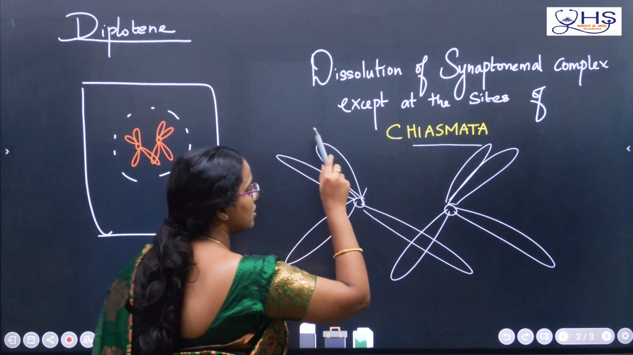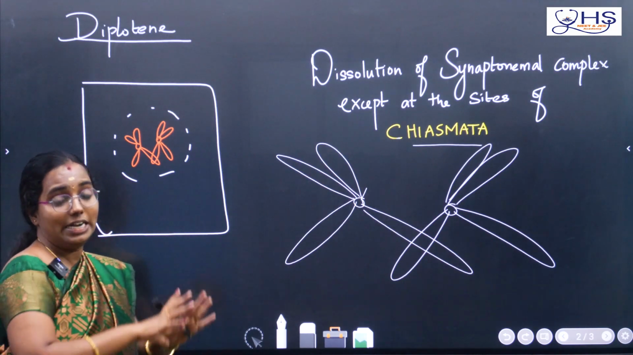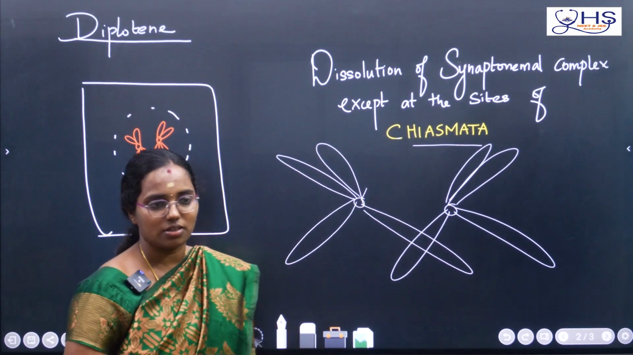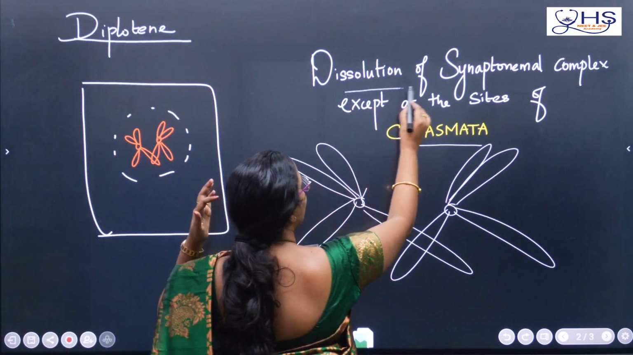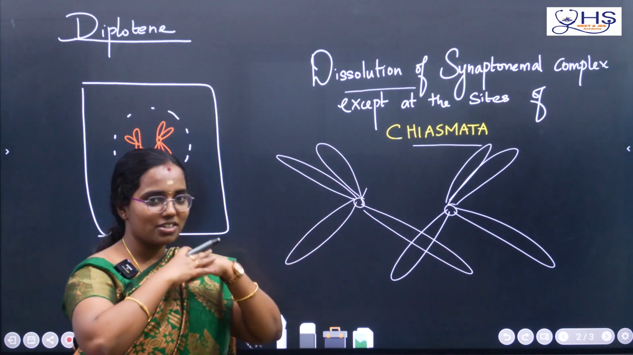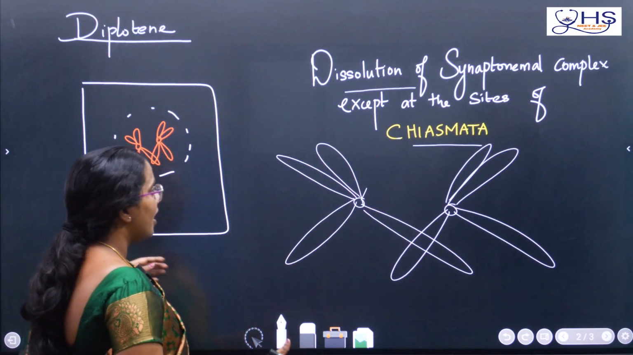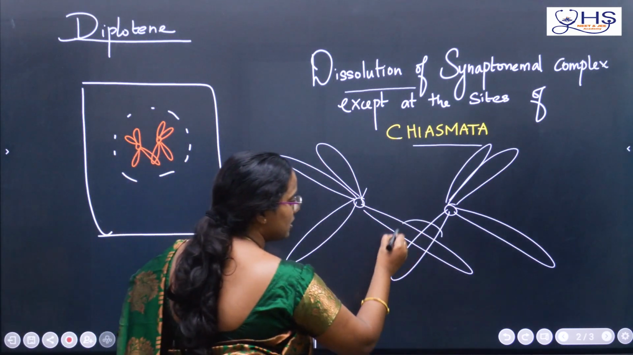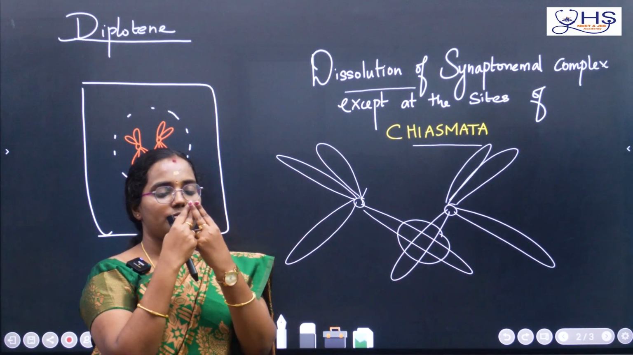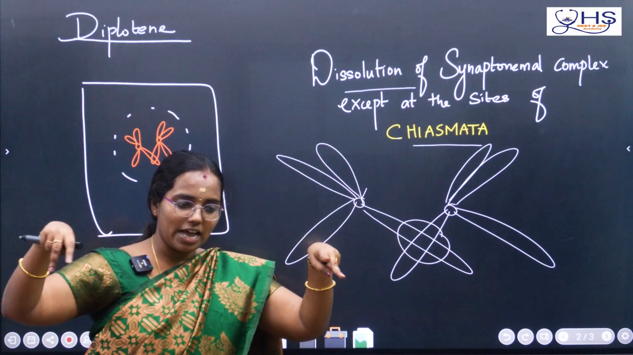Here terminalization starts. They both start to separate, but still they are not completely separated from each other. Just the process begins. Okay, and dissolution of the synaptonemal complex. Dissolution means it's going to dissolve. And both the pair are going to separate from each other except at the sites of chiasmata, meaning except this site. Where they have exchanged, suppose previously they were like this, now they are like this. Except the site, other places have dissolved.